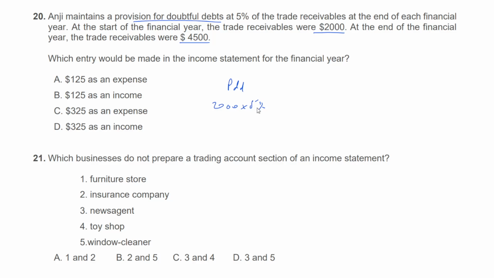Let's see. 100. What is the provision for doubtful debts at the end of the financial year? 4,500 times 5%, 225. And remember, provision for doubtful debts, only the change is entered as an income or expense. In this case, it increased by 125, and that is only the expense. That's it. 125 is an expense.